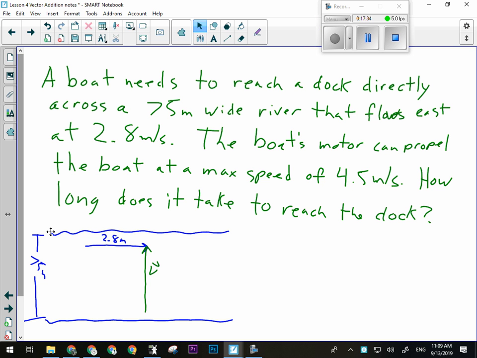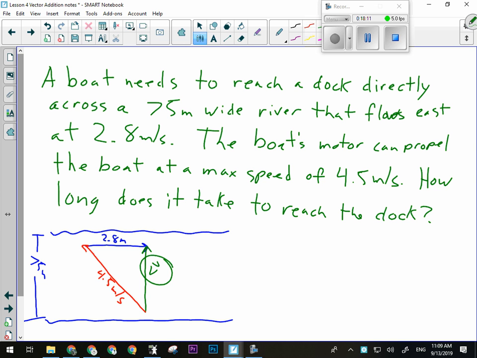If I'm going to go straight across, I can't aim straight across. I need to aim this way, into the current a little bit, so that the current will push me back to straight. I know that this is 4.5 meters per second. That's the maximum speed of the boat, but the boat's not going to go that fast. It will end up being a little slower than that because the current will push it back towards straight. This is the number I need if I'm going to calculate how long it takes to get across, because it's what I actually do.